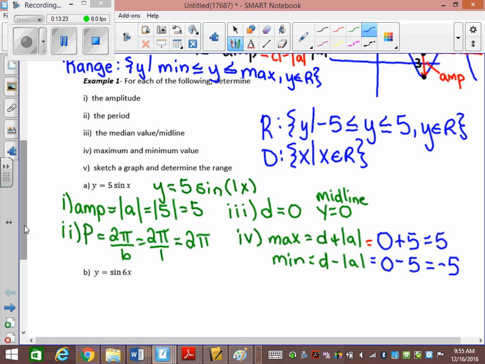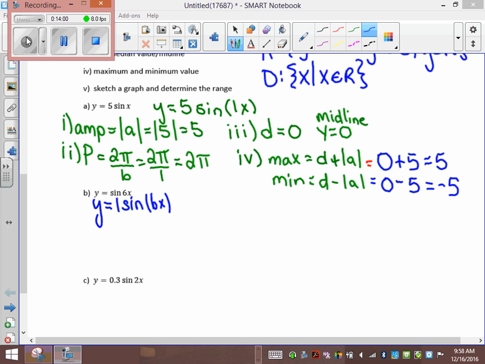So for b, you have y equals sine x. Okay? I'm going to fill in the a value, because the a value is what? Because it's not here. What is it? 1. Sine. My b value is 6x, because the b value is always the value that's between sine and x. What's my c and my d in this case? 0. They don't exist. Okay? So what I want you to do is find the amplitude, the period, the median value, midline, the max and min, get it to show up on your graphing calculator, and the range.